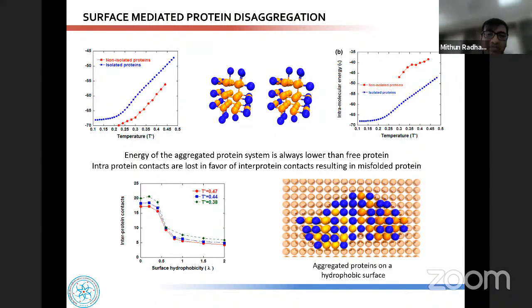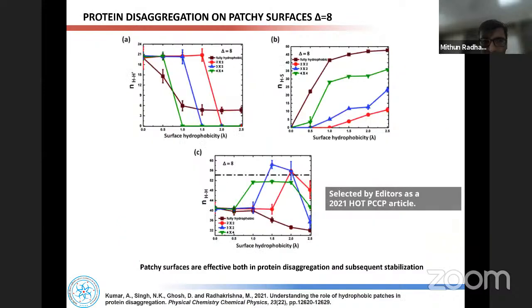But this is still not complete. As you see, for our model protein, there are still about 5 contacts there. That's because the proteins, even upon adsorption, can interact. So they can adsorb close to each other and they can interact. So now to see what happens, what we did was, yes?